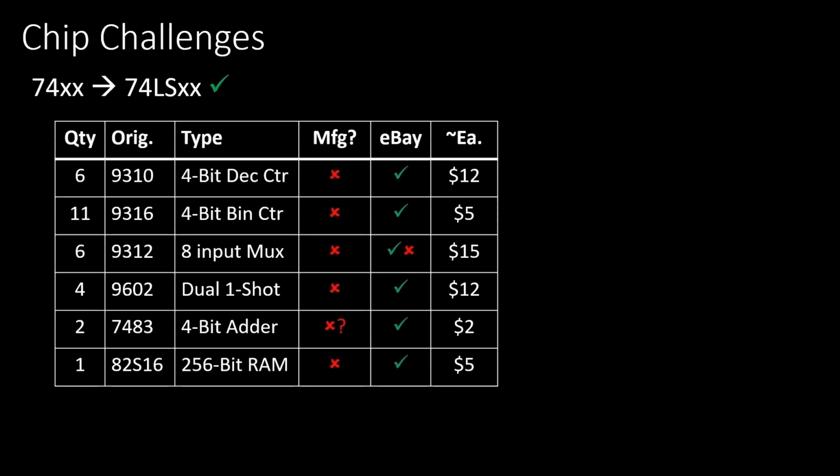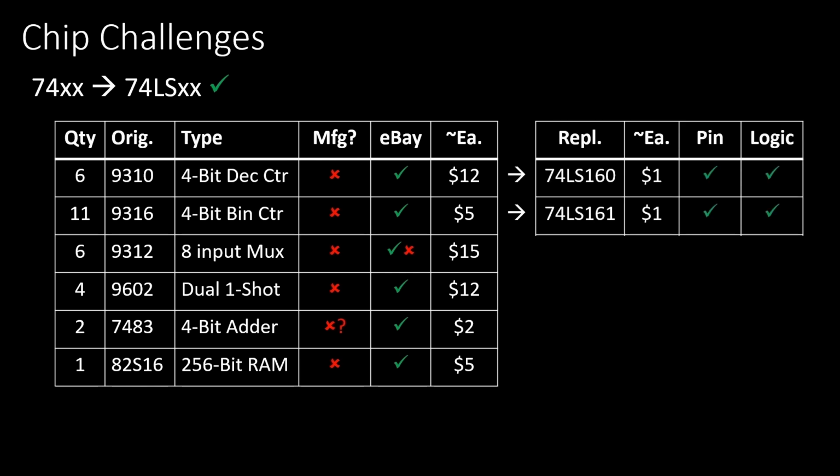Now, if we look at the other chips in question, you can see that they're no longer manufactured. You can sometimes find them on eBay, but at a premium, and we want to be able to afford to build this. One chip I rarely find on eBay is the 9312 MUX, but I digress, so let's discuss these in sequence. First of all, the 9310s and 9316s have 7400 series pin-compatible replacements, and I often see the 7400 series parts on later breakout PCBs, so these are no-brainers.